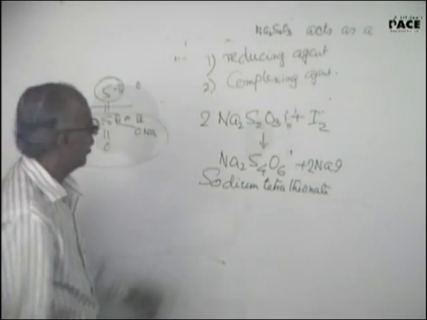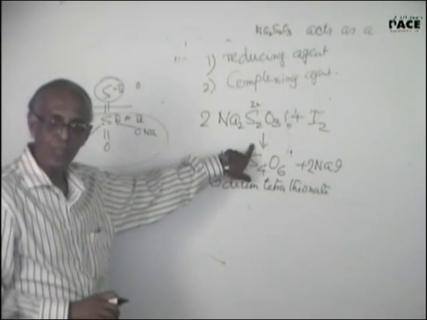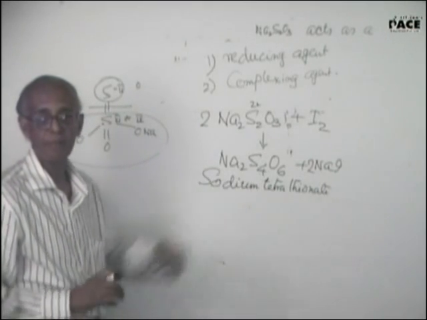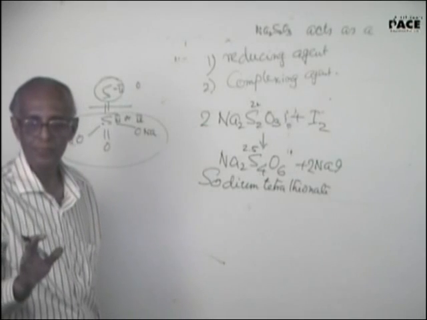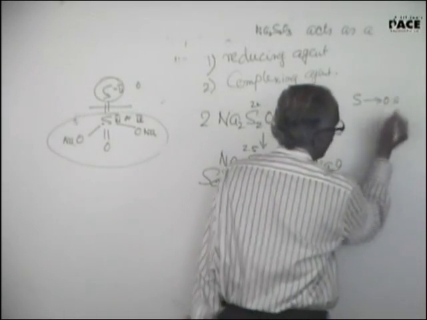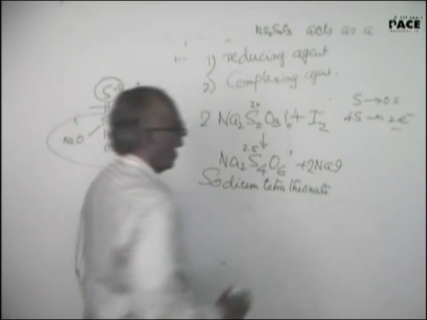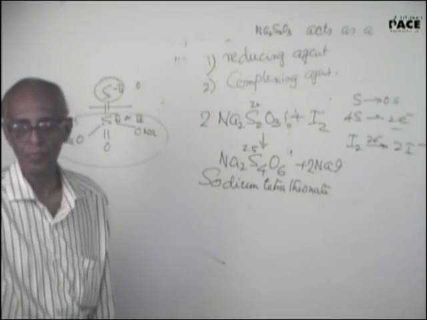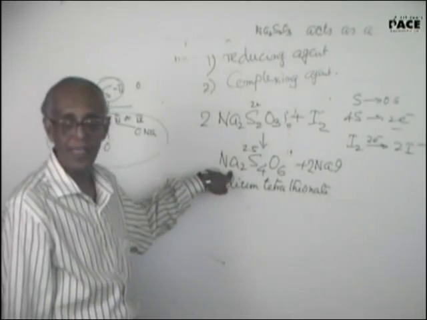Okay? Yes. What is the oxidation state of sulfur in sodium thiosulfate? Is it 2 plus or 3 plus? 2 plus. What is the oxidation state of sulfur here? 5 by 2. So 2.5. So per sulfur, there is a 0.5 electron change. So 4 sulfur will have 2 electron change. And iodine, 2 electrons gives 2 iodide ions. So I need 2 moles of sodium thiosulfate per mole of iodine to give you sodium tetrathionate and sodium iodide.